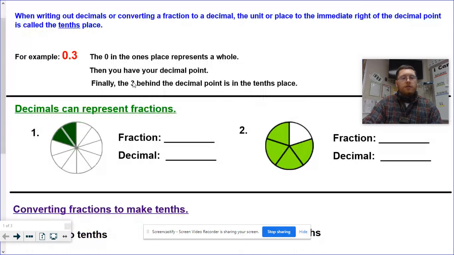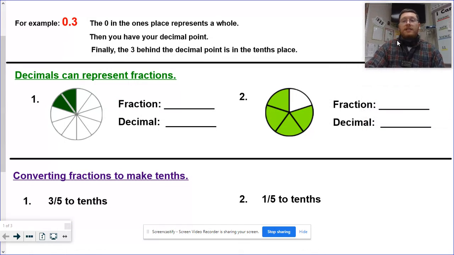So let's look right here. Decimals can represent fractions. I'm going to get my little pen out. I have this model right here. It's broken into tenths, so I know that my fraction denominator is going to be 10. With this being said, how many pieces are shaded in, or how much does this fraction circle represent? Well, I have 1 and 2 green pieces, so I have 2 pieces out of 10.